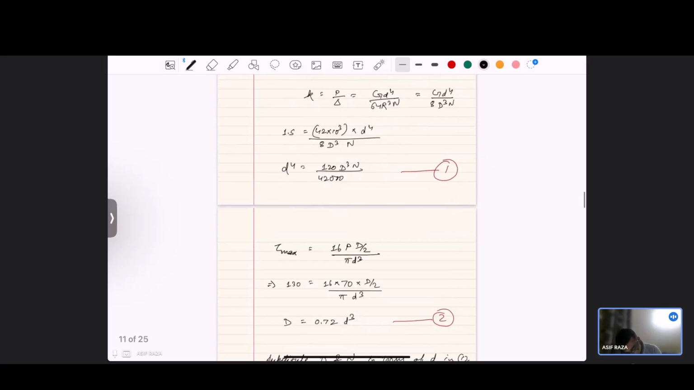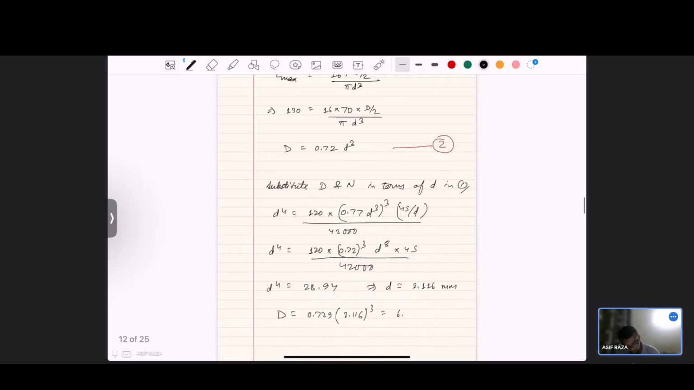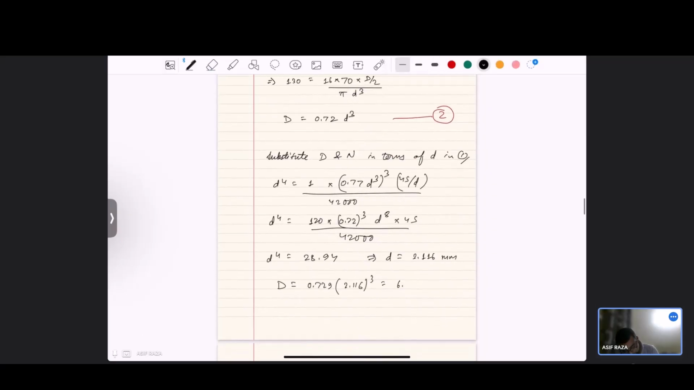So this is where I am making a mistake. This is 12, not 120. 1.58, 12. Right. So I substitute it here. 12. So this is where I was making a mistake. Let's see. 12 into 0.72 cube into 45 divided by 42.